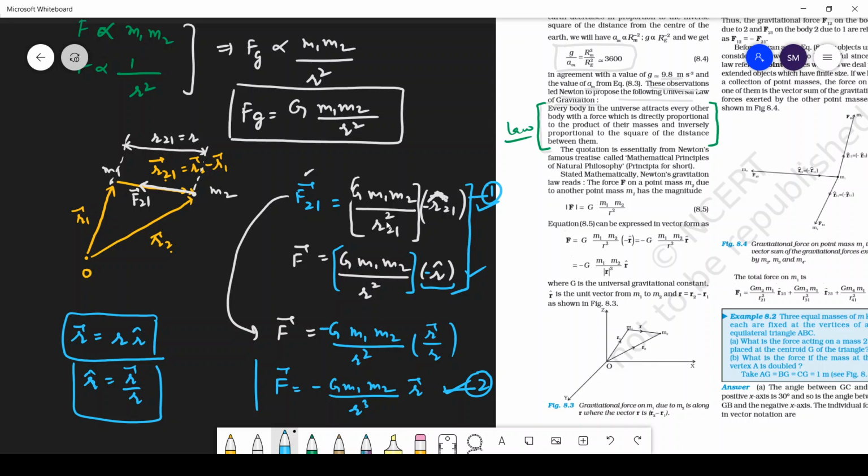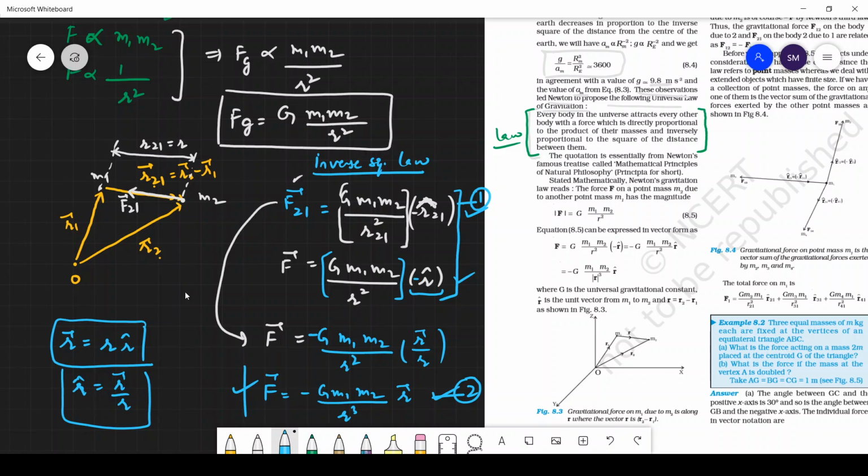So don't get confused that here it is R square and here R cube. Here it is R cube because I have the R vector. So put the value of the R vector, meaning magnitude into unit vector. So magnitude will cancel, and again you get R square. So this is the inverse square law, and it can be written in this way also. So I hope this concept is clear to you, students.